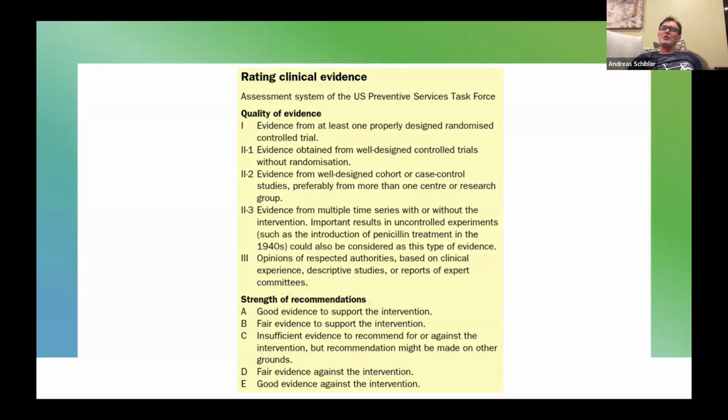And if you go into the studies, what is the best study we can do? It's a randomized controlled trial. It's a randomized double-blinded controlled trial where the investigator and the patient don't know what they received as an intervention, and that's the so-called best evidence. And then we downgrade the evidence.